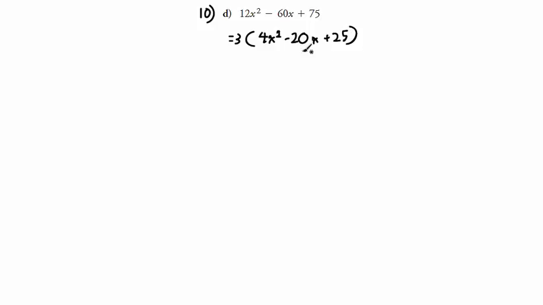Now this should be pretty obvious: this is a perfect square trinomial, because it takes the form a squared minus 2ab plus b squared. And these forms can be factored into (a minus b) squared.